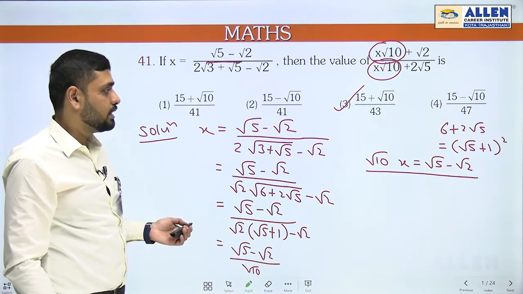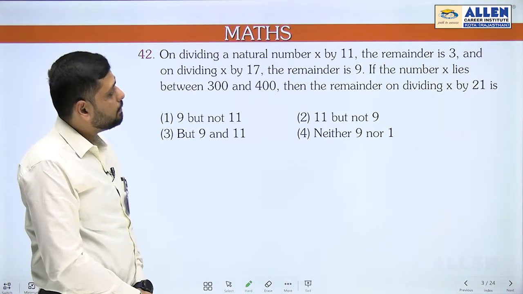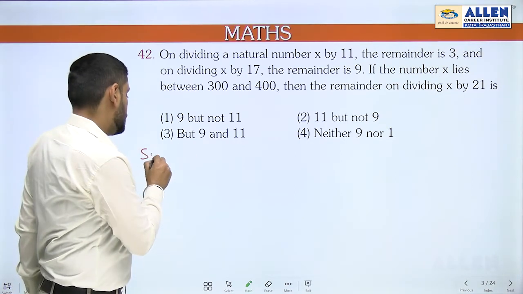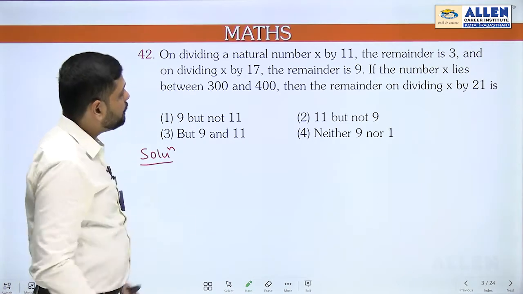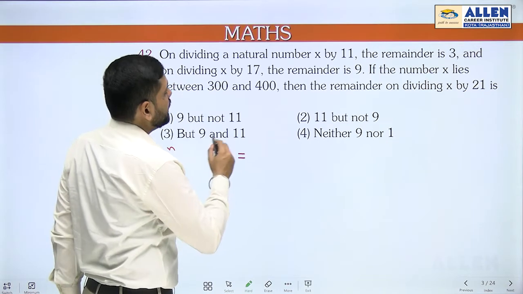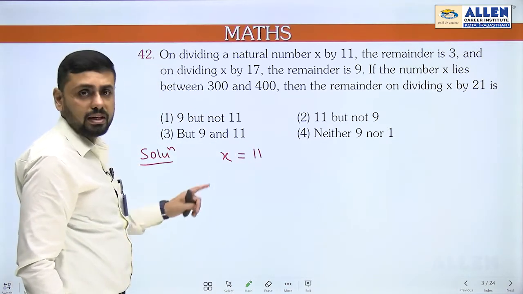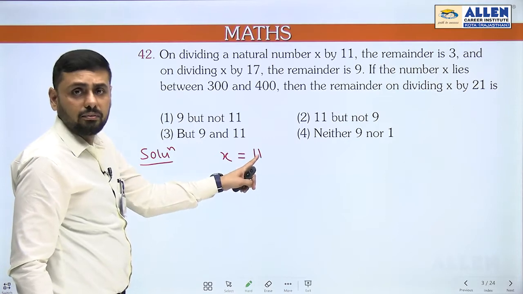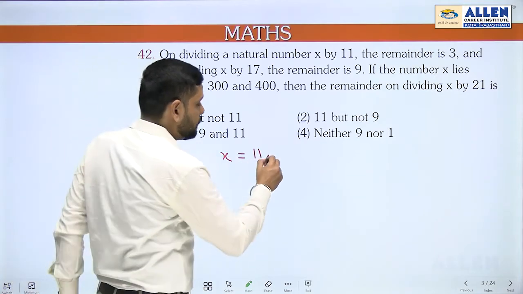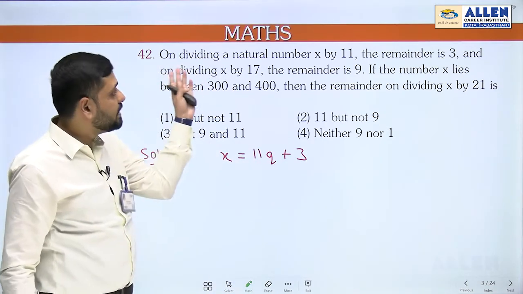So now we will move on to the next question. The question is on dividing a natural number x by 11. What is given here is, if we divide a natural number x, let us say the dividend is x, by 11, that is, the divisor is 11, the quotient will be, let us say, q, and the remainder is 3. This is what is said in the question.